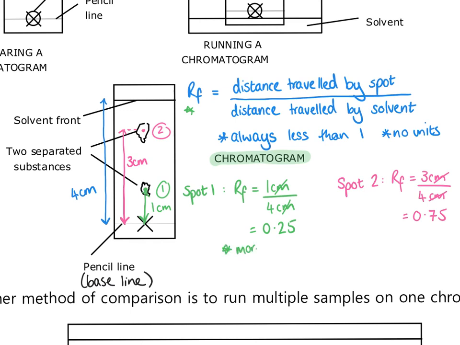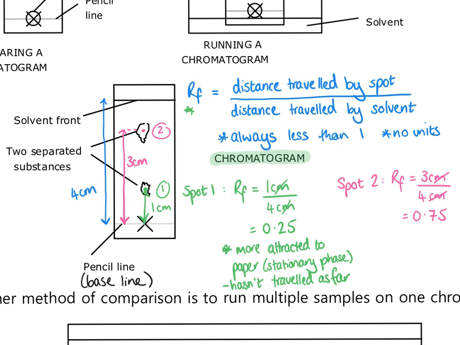So this is more attracted to the paper, and the paper is our stationary phase. So spot 1 is more attracted to the paper. How can I tell that? Well, because it has travelled a smaller distance up the paper. It hasn't travelled as far up the paper.